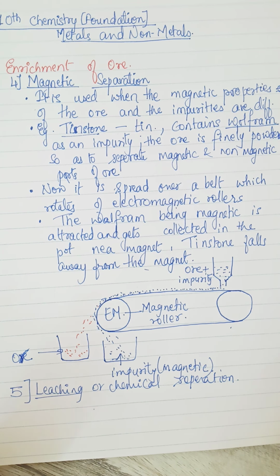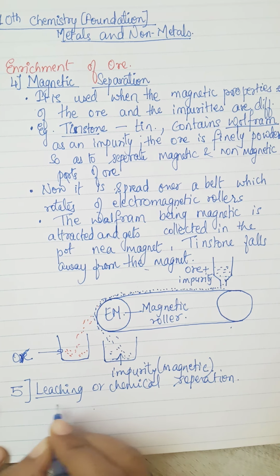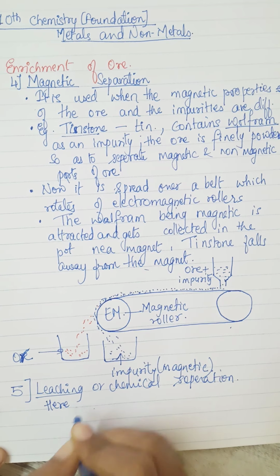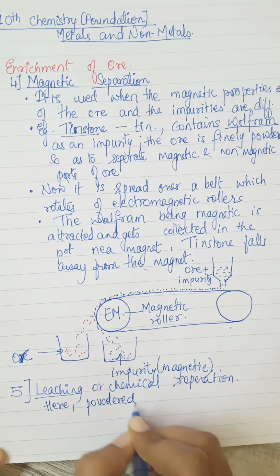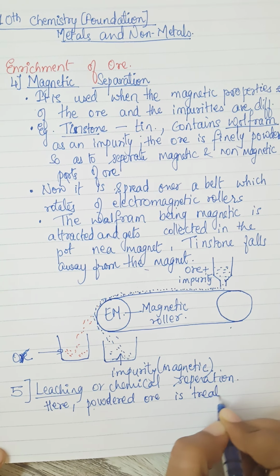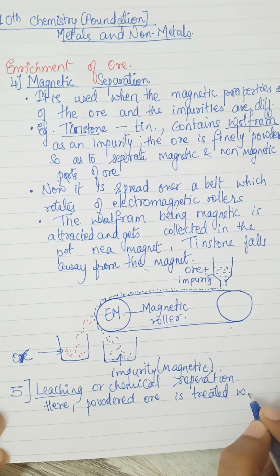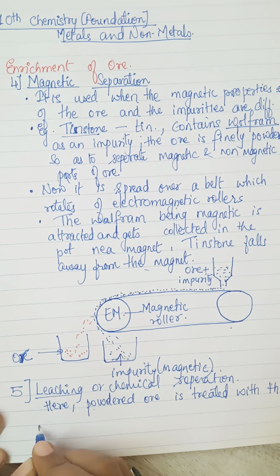So this is all we have to write in a stepwise manner. Okay? So leaching ka definition we will write here: powdered ore is treated with a suitable solvent.